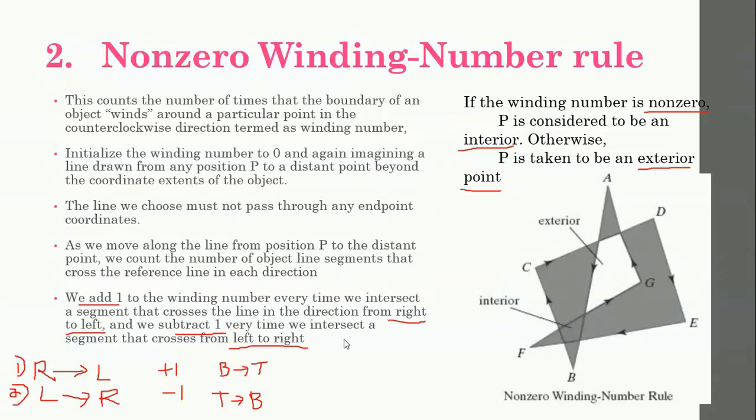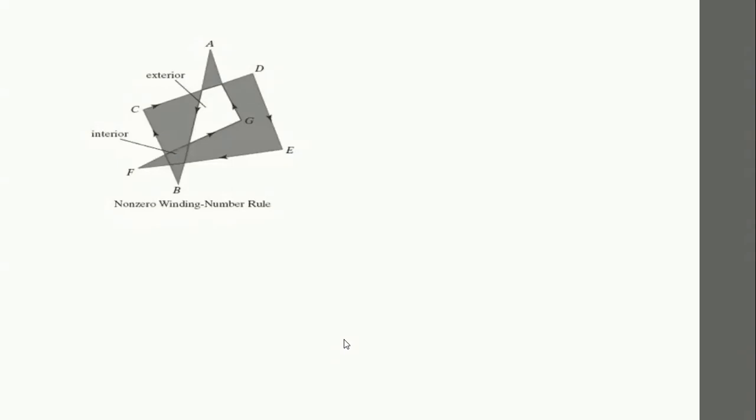Let me take one example and show how to calculate the non-zero winding number. Consider the polygon and initialize the vertices here. Start from position A and write the directions: AB direction, then BC, CD, DE, EF, FG, and GA. These are the directions we have written for solving the problem with the non-zero winding rule.